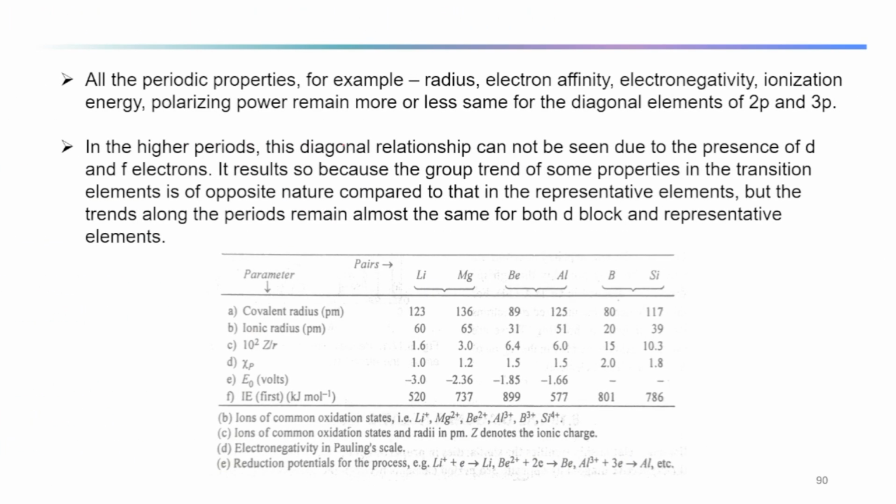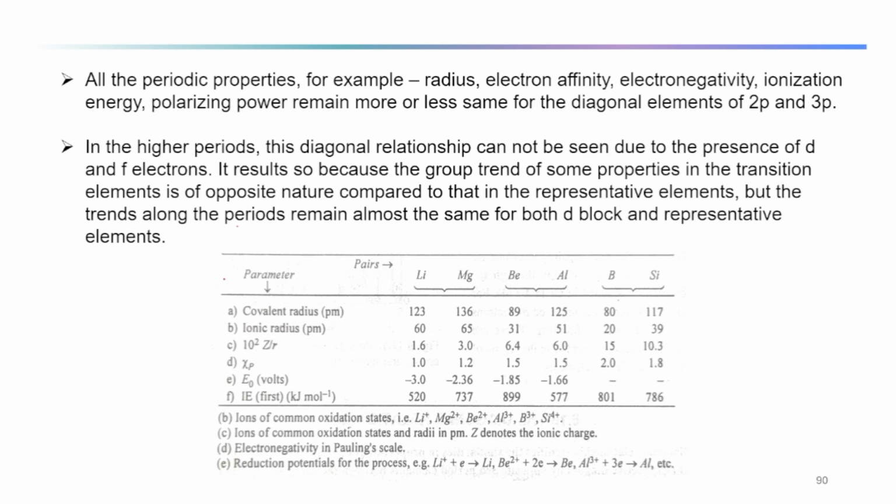But along the period, it remains same. So along the period, the properties are having same trend, but along the group, the properties may have different trend. So that's why this diagonal relationship is not valid in the higher elements.